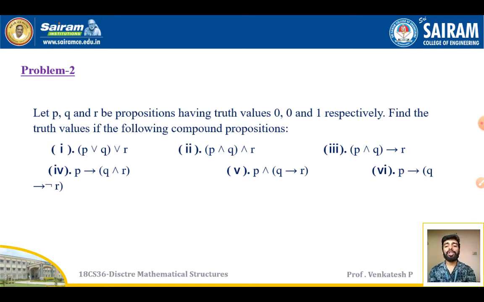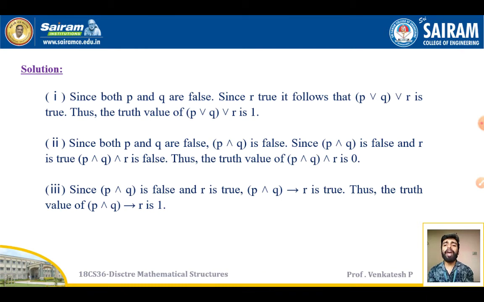Now the first one I am going to prove. As given, the truth value of P is 0, the truth value of Q is 0, and the truth value of R is 1 here.